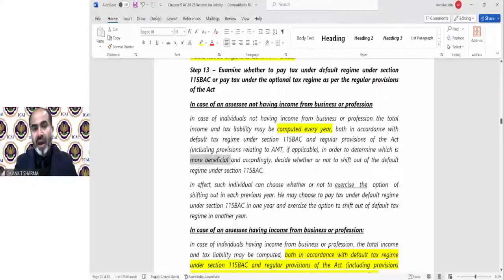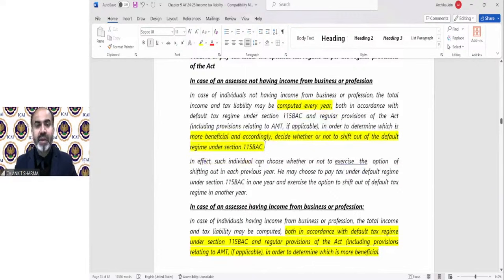In fact, such an individual can choose whether or not to exercise the option of shifting out in each previous year. He may choose to pay tax under the default tax regime under section 115BAC in one year and exercise the option to shift out of the default tax regime in another year. So if you do not have any business income, then there is no restriction to enter into the scheme or opt out of the scheme. But if you have business income, then things will change.